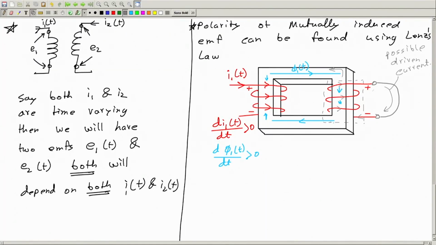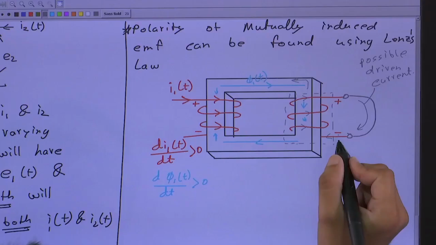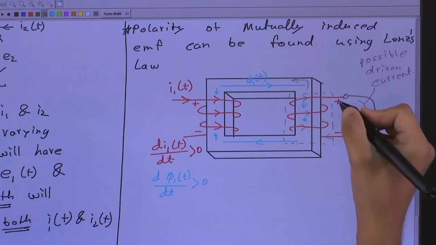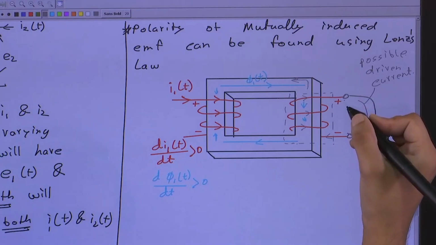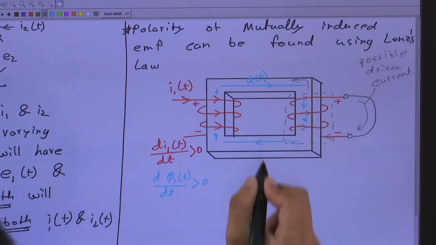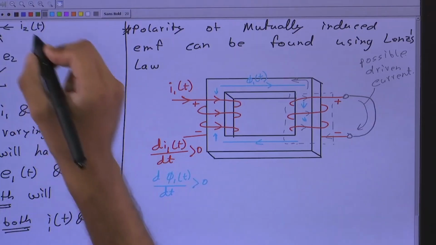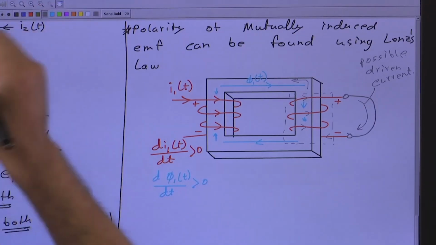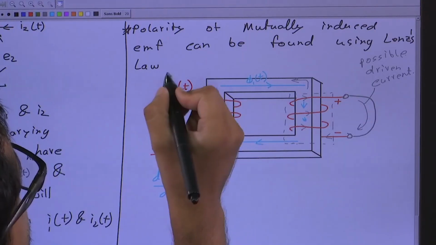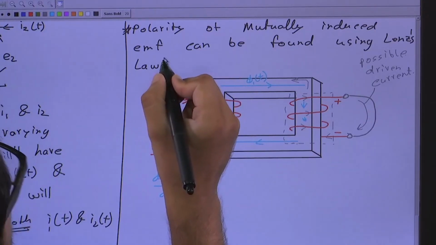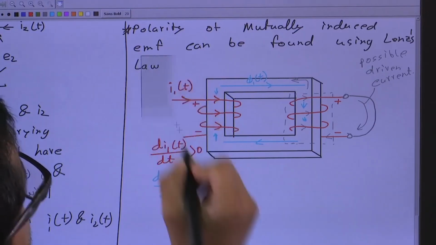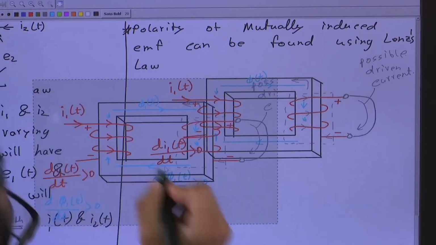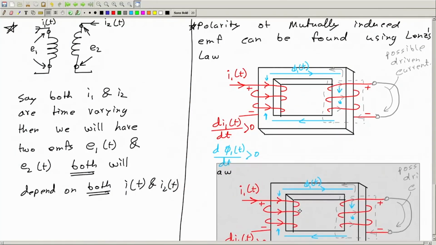Okay, so this side will be positive, this side will be negative. You can verify that the other possibility, that this is plus, this is minus, will violate Lenz's law. Okay, so this is how you can do it. Now let me show you another example quickly. I will copy this diagram. I'll copy and paste it.